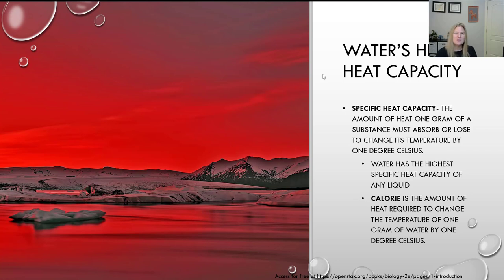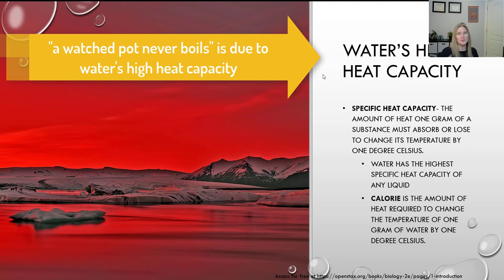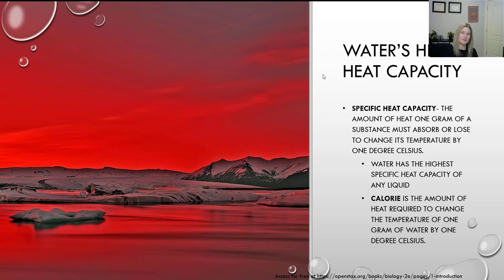So, you can tell this if you've ever had to wait for water to boil. It seems like it takes forever, okay? It takes quite a while for water to heat up to the point where it will steam, okay? And that's due to water's high specific heat. A calorie, by the way, is the amount of heat required to change the temperature of 1 gram of water by 1 degree Celsius, okay?